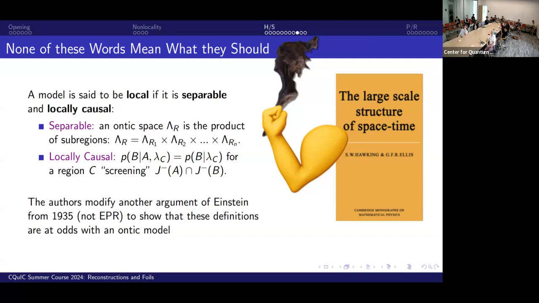What's J minus? This is part of the description that I don't have time to get into, but J minus refers to the causal past of region A. But again, let's not get into these details here.